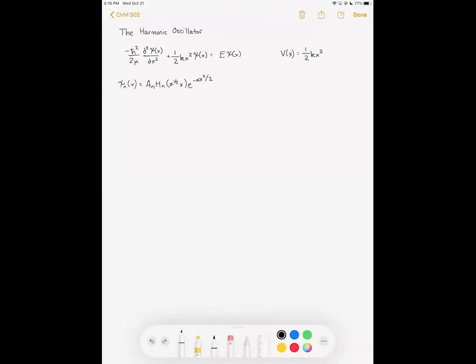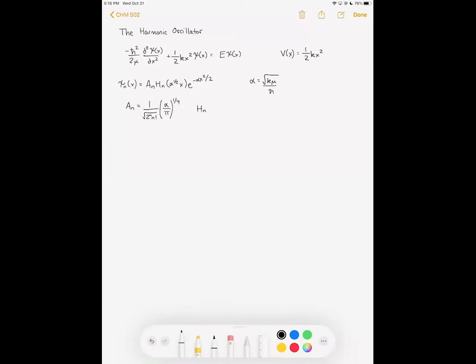The other two terms we have are A sub n, and this is a normalization constant. So this is a constant that depends on the quantum number n. It's equal to 1 over the square root of 2 to the n times n factorial, multiplied by alpha over pi to the 1/4. You can see alpha is appearing in all of these terms. Alpha is a pooling of our various constants. So alpha is the square root of k mu divided by h bar. Okay, so our A term is a constant. Our H term is not a constant.